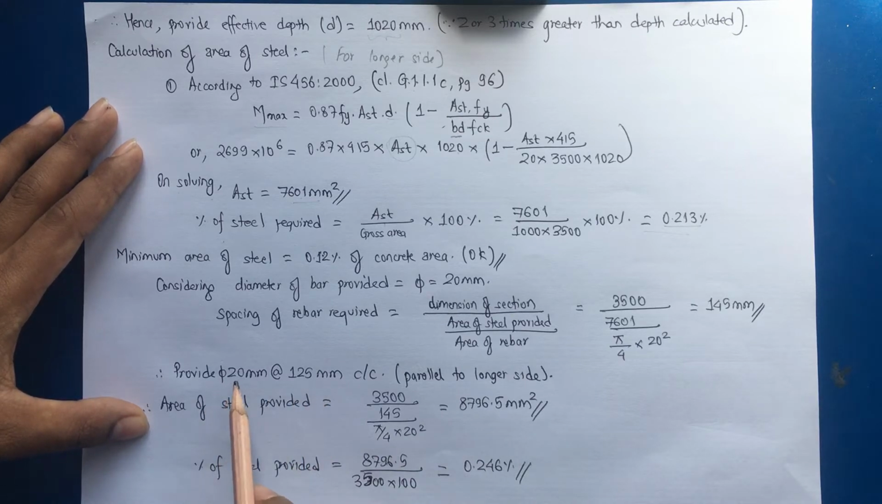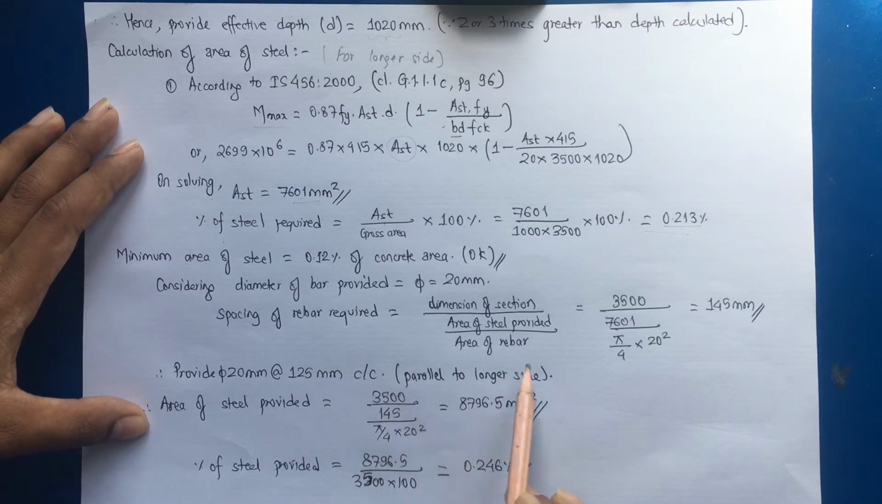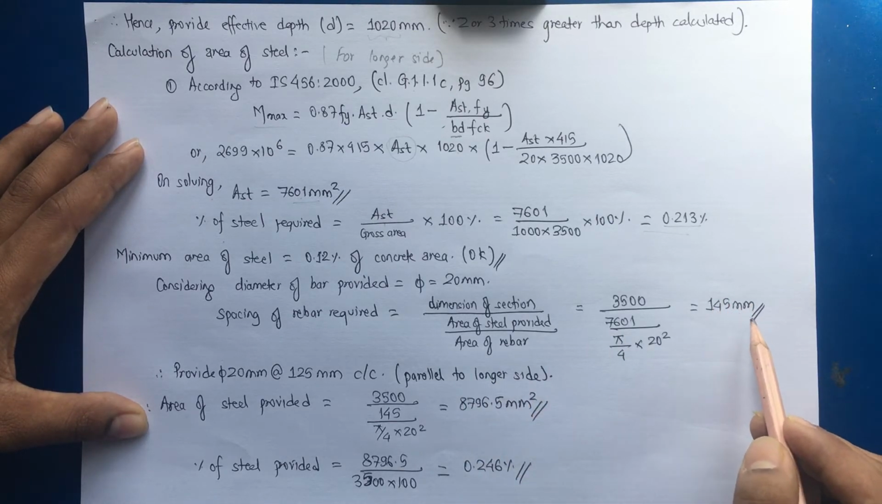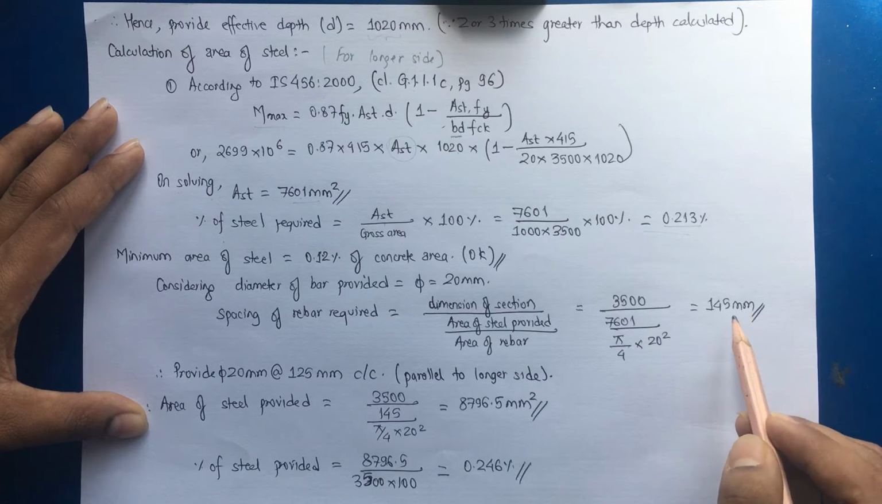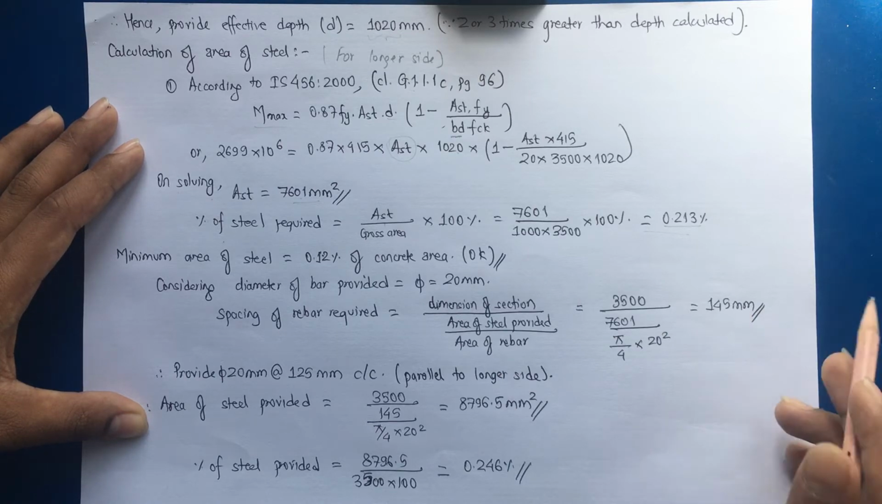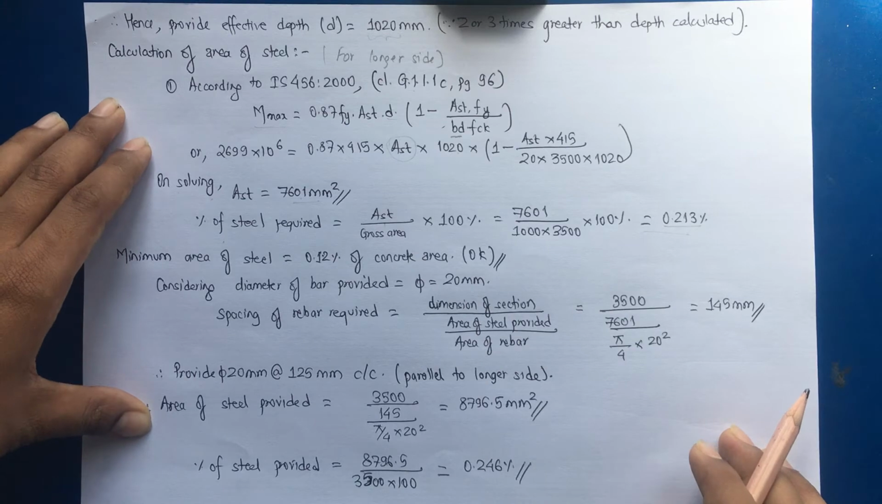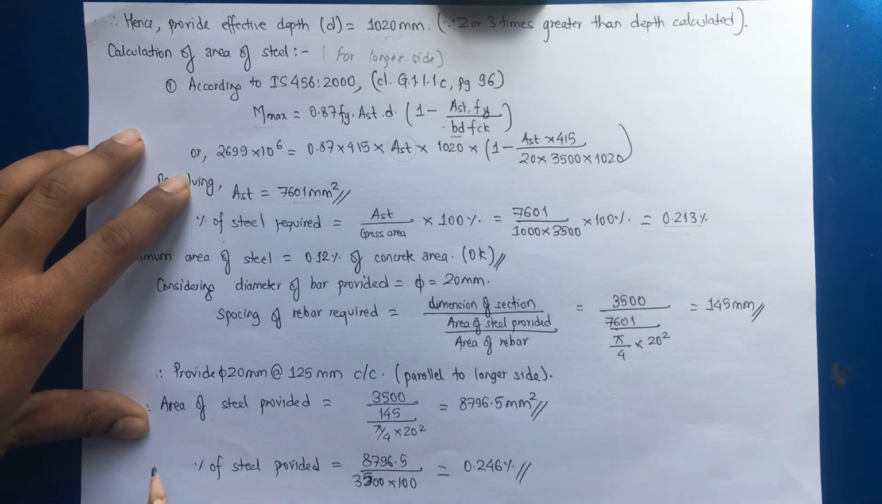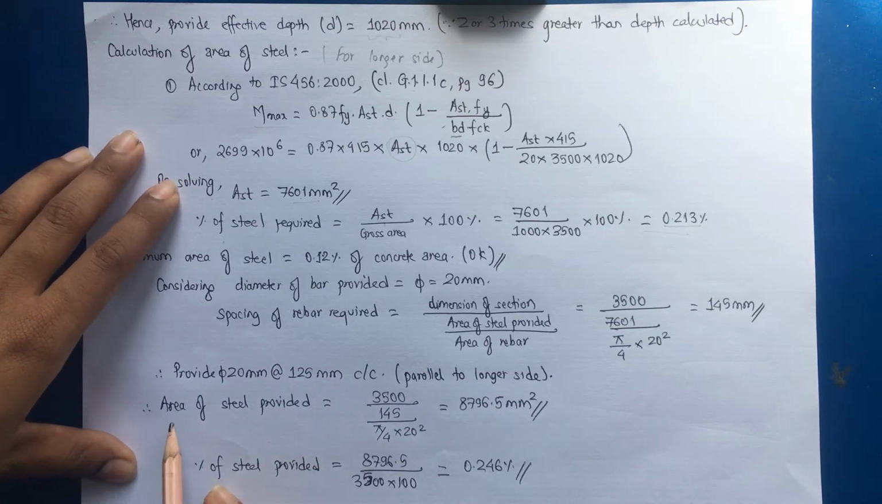So providing 20 mm bars at 125 mm center to center, and this reinforcement is parallel to the longer side. I will show you the reinforcement drawing later on. This value should be less than 180 mm to ensure there is no cracking, or to ensure it is safe from cracks according to the IS code, table 18.